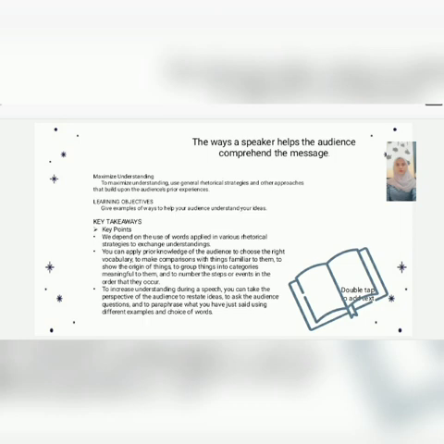Fourth, the way the speaker helps understand the message. 1. Words. Words that are applied in a variety of rhetorical strategies to exchange understanding. 2. You can apply the audience's prior knowledge to choose the right vocabulary to make comparisons with things they are familiar with, to show the origin, to group things into categories that are meaningful to them, and to number the steps or even put them in the order they happen.